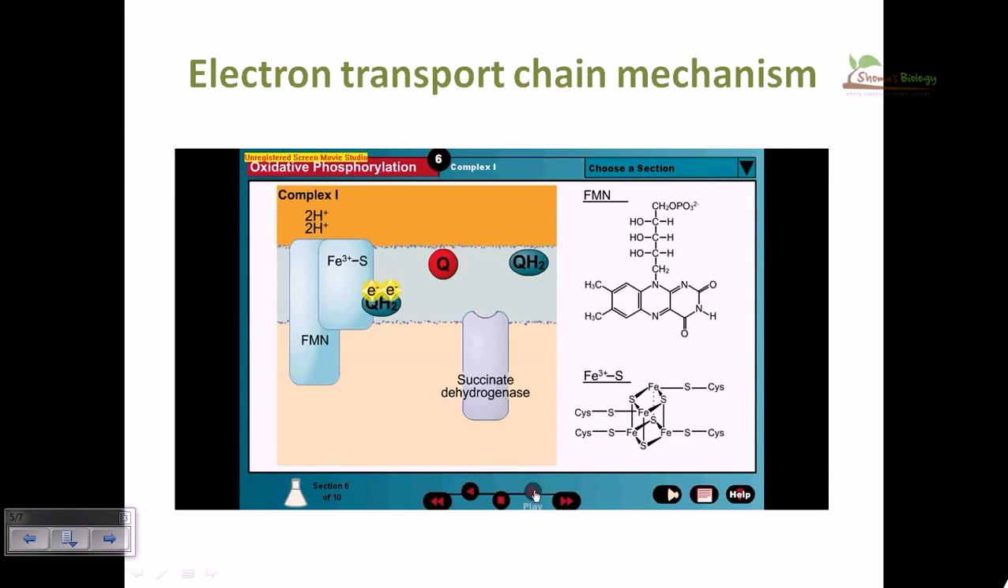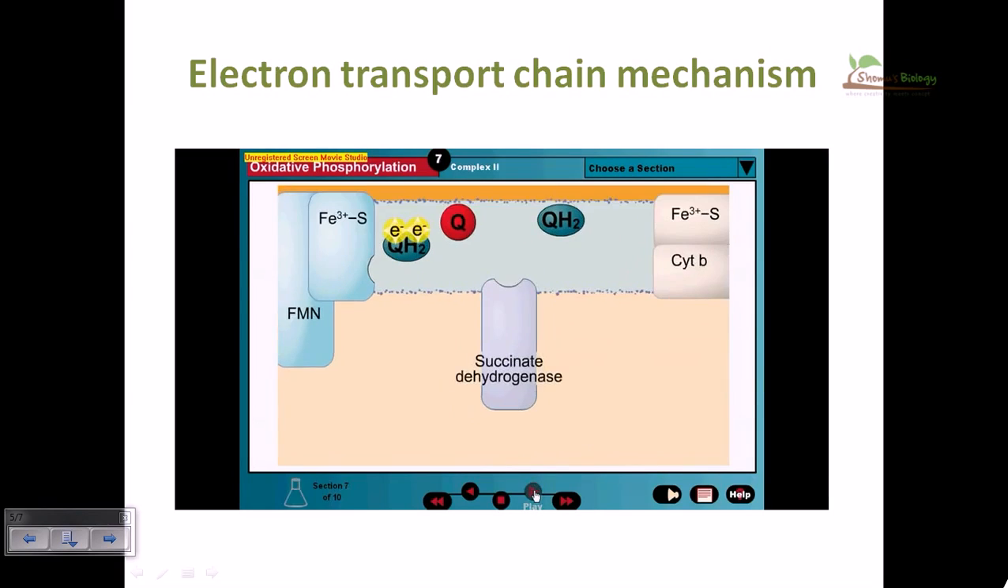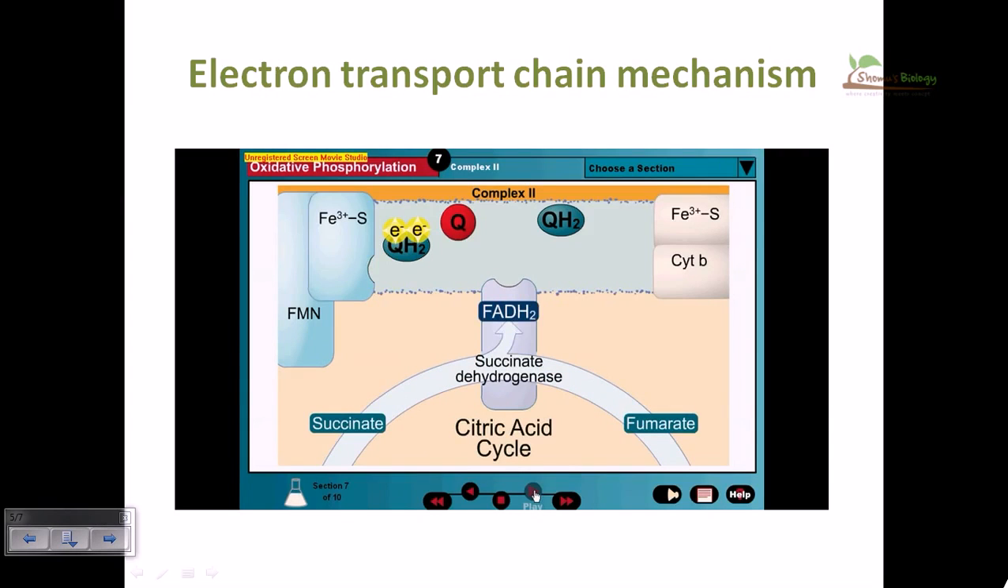2 other things contribute electrons to the transport chain. The first is succinate dehydrogenase from the citric acid cycle, sometimes referred to as complex 2 in the transport chain. The second is the glycerol phosphate shuttle. These are not discussed in your textbook as part of the electron transport chain because they do not directly contribute to the proton gradient.